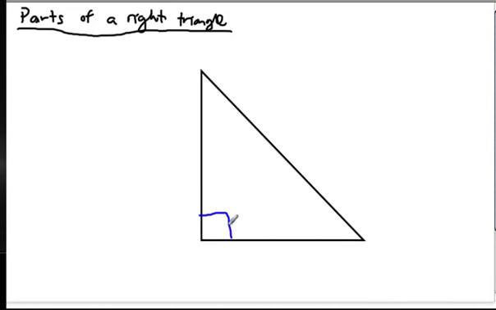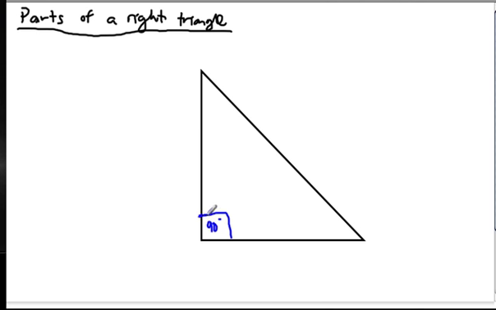Let's start by reminding ourselves of the parts of a right triangle. Now a right triangle has a 90-degree angle. And of course it can only have one 90-degree angle because you can only have 180 degrees in a triangle. So once you've already used 90 degrees, you can't use it again, because that means the third angle has to be 0. If two angles are 90 or more, you've already run out of degrees.